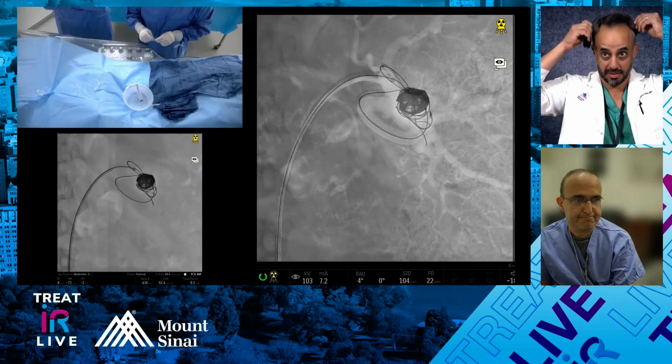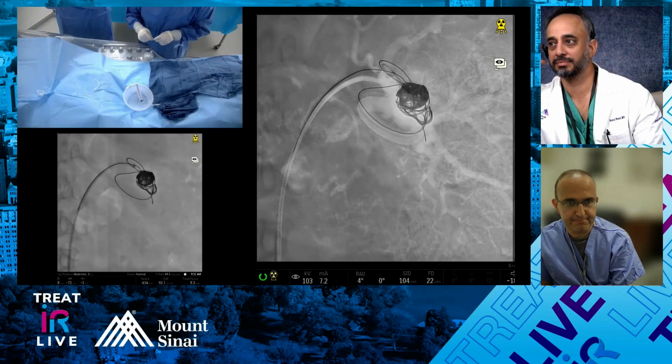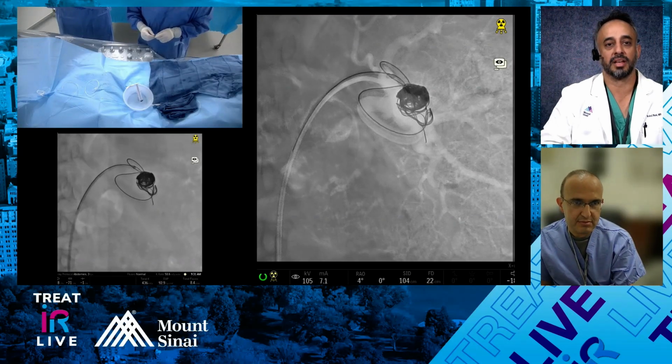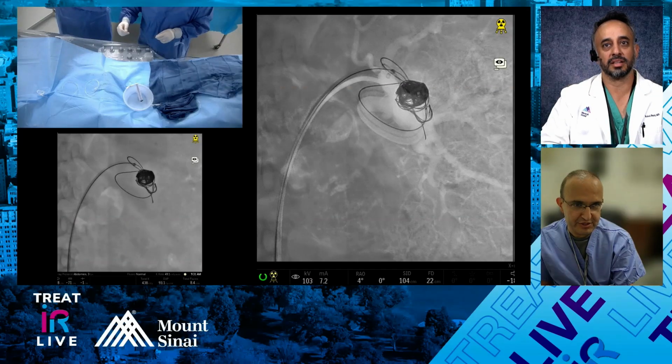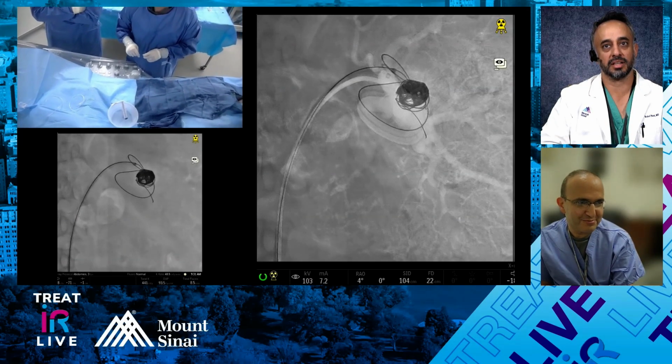So the fact that you can go with a longer coil in this situation. Still doing it. Okay. Your fellow's doing a really good job in picking stuff. He is.